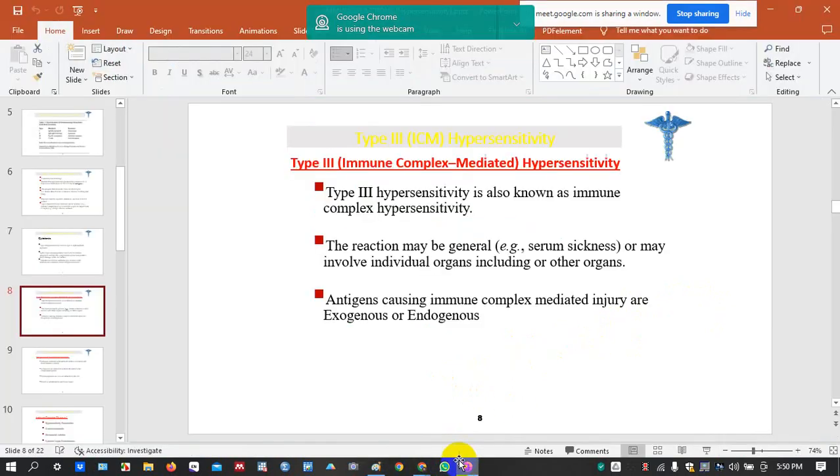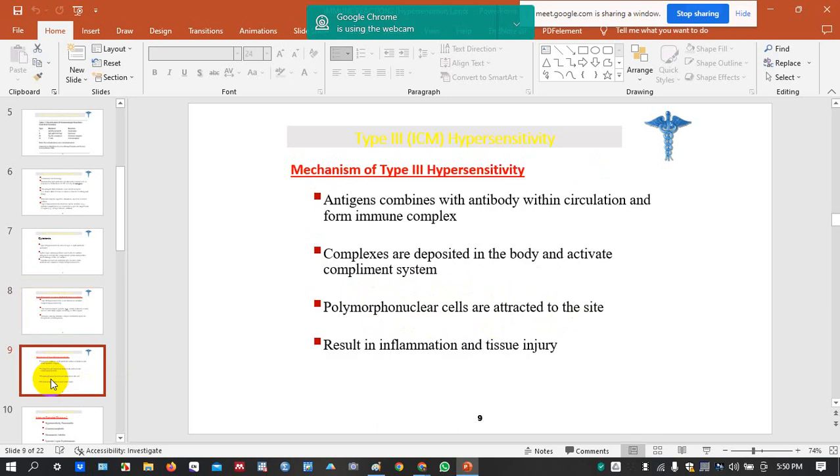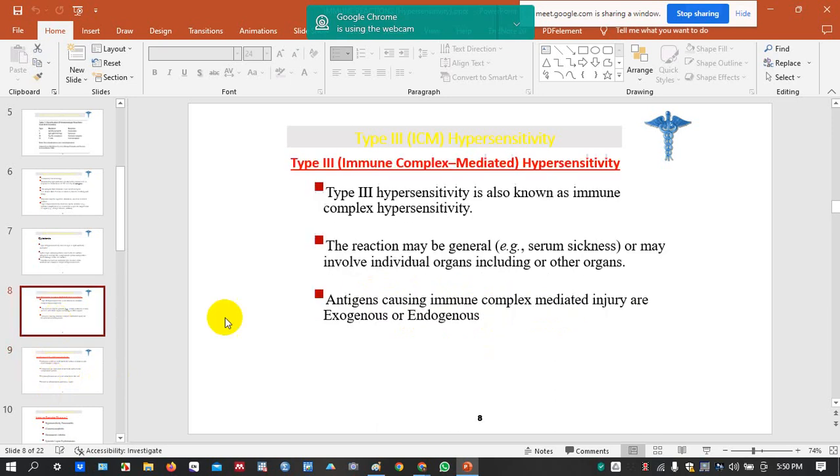So let's continue. So the reaction may be general. Antigens causing immune complex mediated injury can be exogenous, coming from outside the body, or already inside the body. If it is already inside the body, this is called an autoimmune reaction, because the body is raising antibodies or cell-mediated responses or chemicals to fight its own cells. That is what we call an autoimmune response.